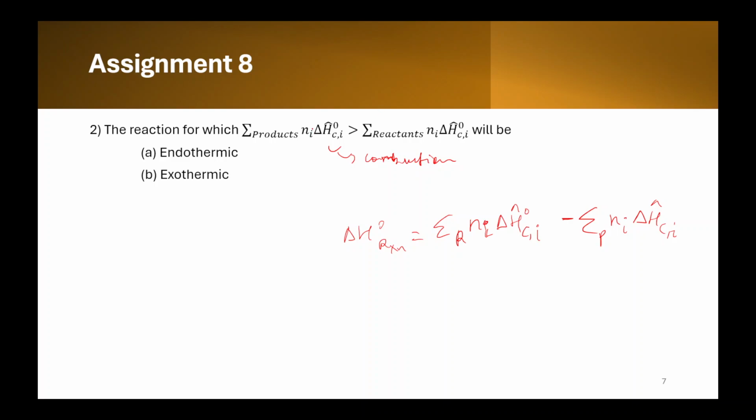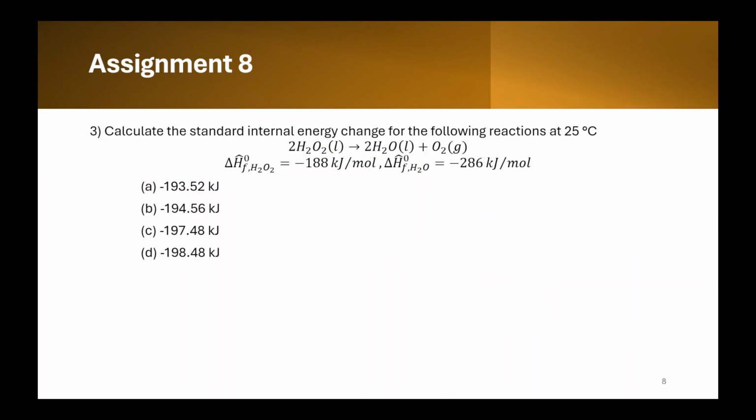So here, if this term is greater than this term, then delta H, the standard enthalpy of reaction, will be less than 0. So this will be an exothermic reaction. The correct option is B part. Next question.